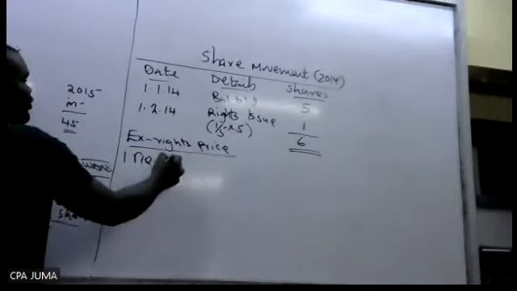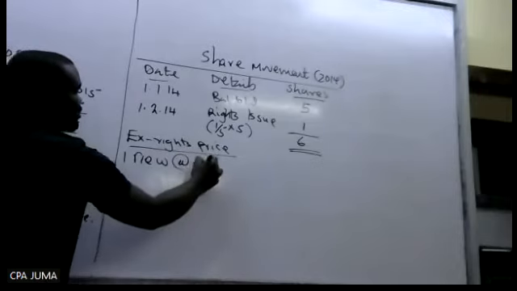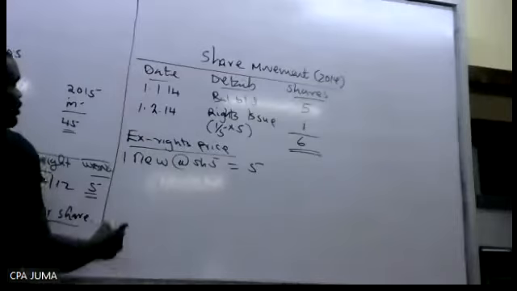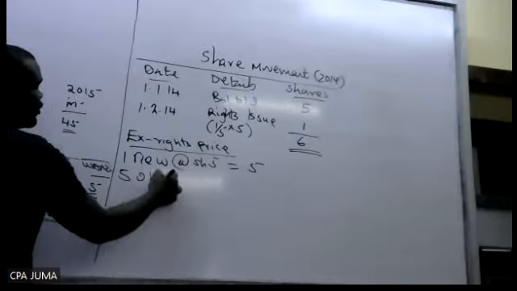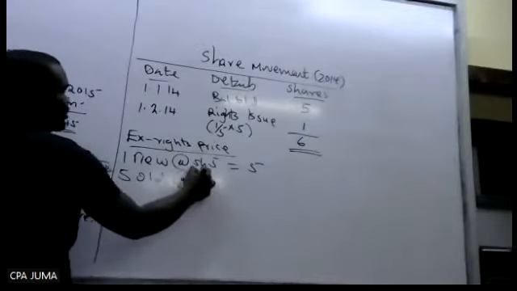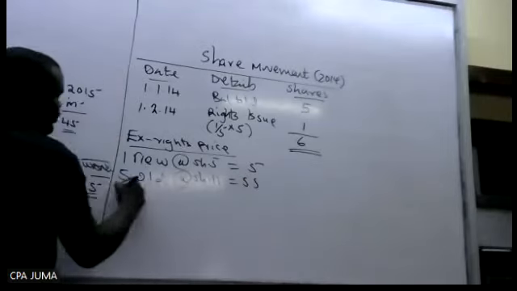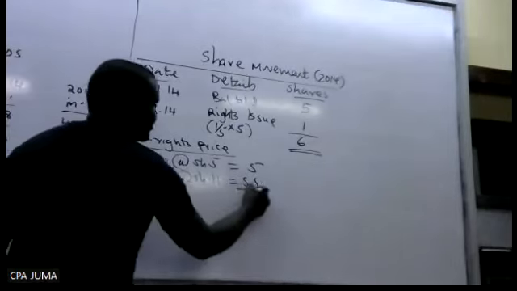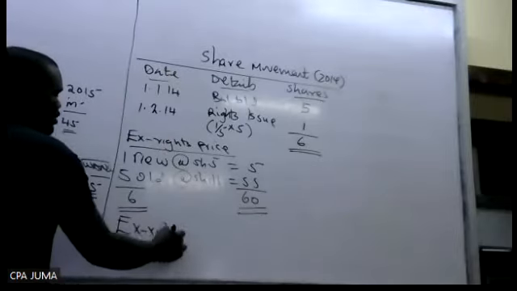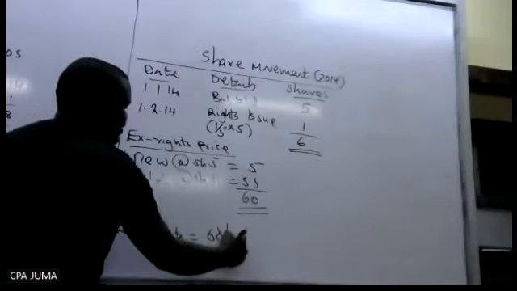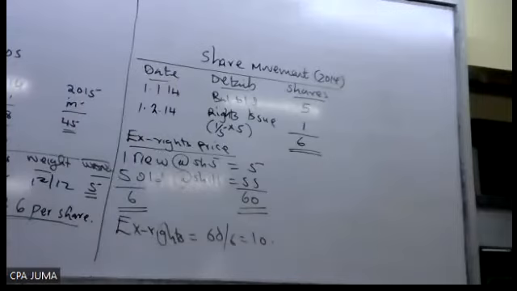One new at what price? For every 5, the old were at what price? 11. So the 6 shares will have a value of 60. Therefore, the ex-rights price is the average. So ex-rights is 60 divided by 6, which is 10.